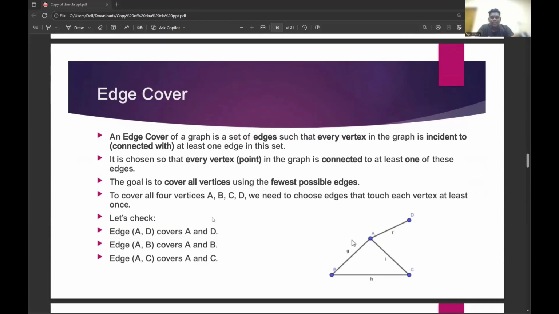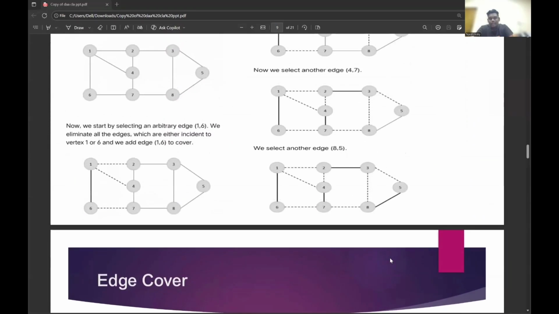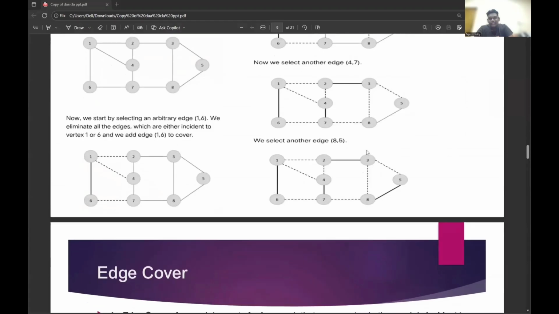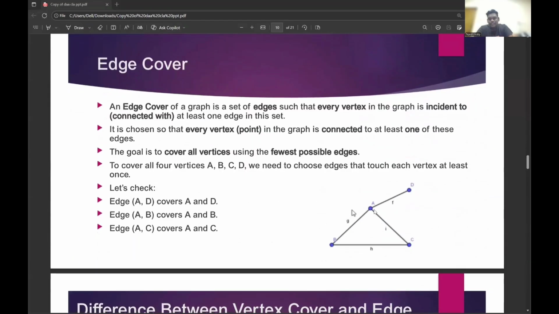Example, to cover vertices A, B, C, D, we can choose edge AD, which covers A and D, and edge AB that covers A and B. We can choose AC that covers A and C, so that we don't need this edge. These three edges cover all the vertices. In this, it covers all the vertices by edges.